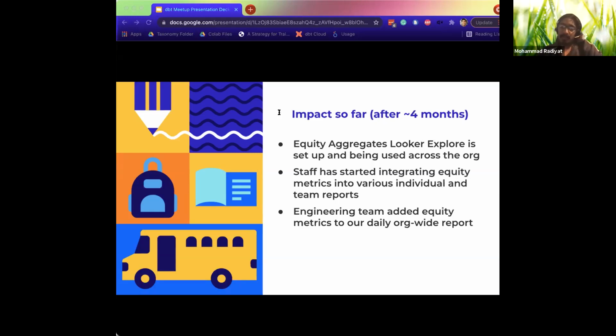The data team here feels really honored that our work with equity aggregates and dbt is being recognized and that people are excited to surface that data in such an important place. dbt has been a massive help, and we're looking forward to all the places it can take us.